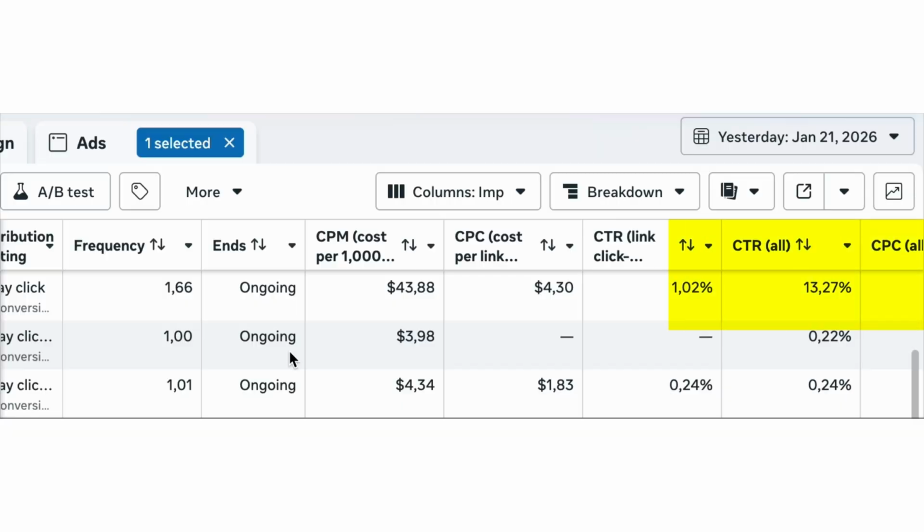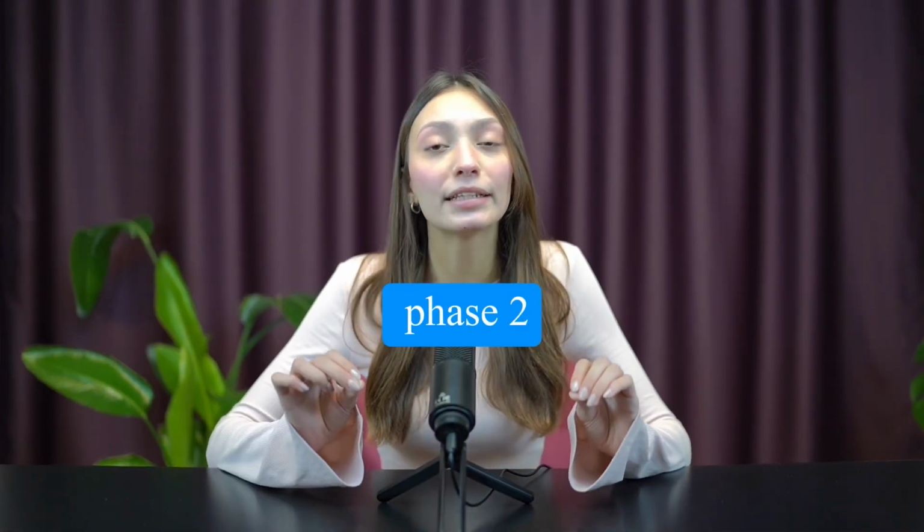We can see that one ad clearly performed better. It has higher click-through rates and lower cost per click. This tells us that Facebook Ads sees the ad as more relevant, so it rewards it with cheaper traffic. That winning creative moves on to phase 2, and the losing ad can be paused, adjusted, or removed.